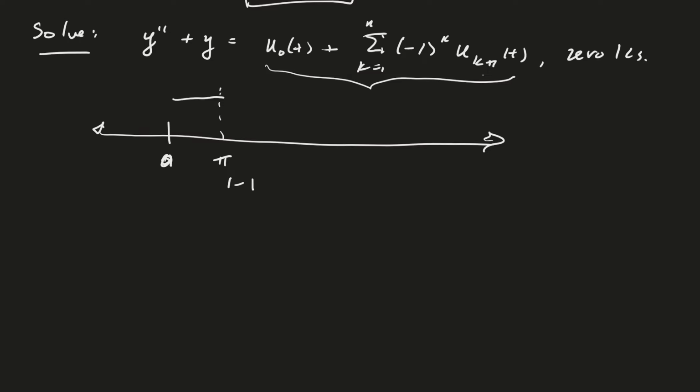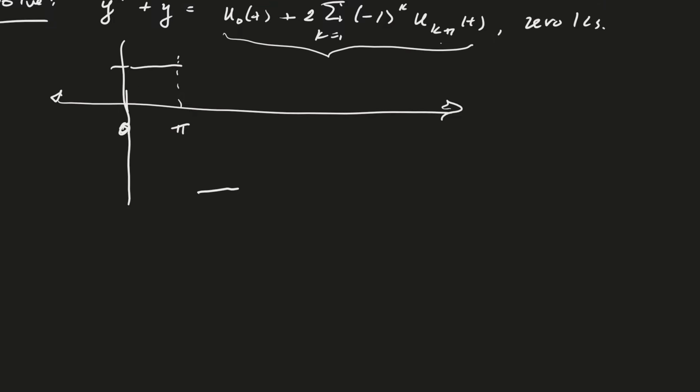Oops, wait a second. I forgot something. This should be a 2 here. Sorry about that. And so this was actually going to, instead of being 0, it should be minus 1 here. That's what I was looking for. Oops, so that's a plus 1 and a minus 1. Okay, and then what happens at the next value of pi?